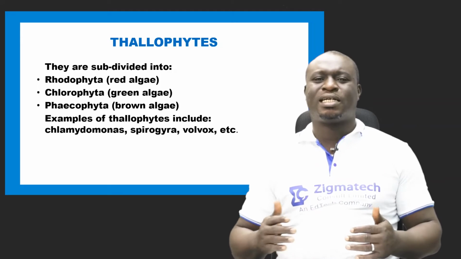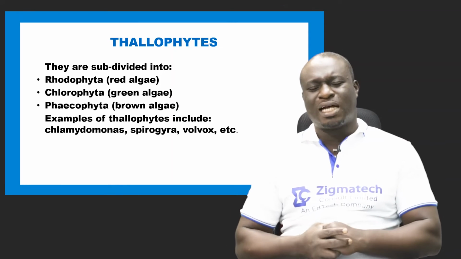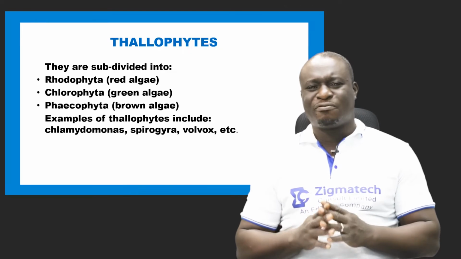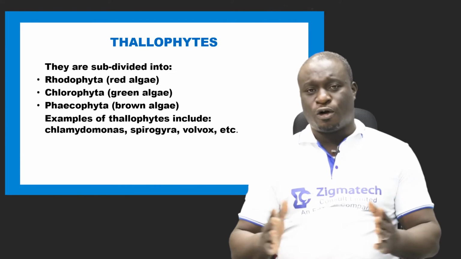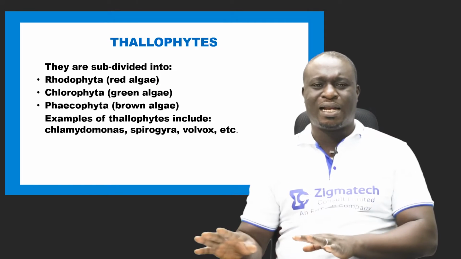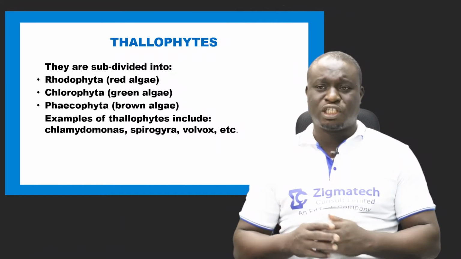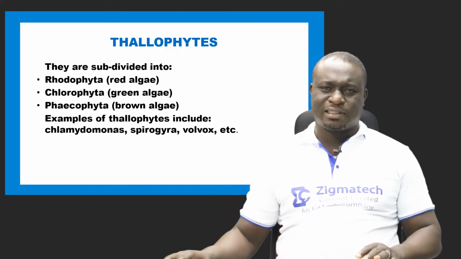Now, you can see that THALLOPHYTES are simply algae. Examples of some THALLOPHYTES include Chlamydomonas, Spirogyra, and Volvox. They all fall under this set of plants. We also have the diatoms, which are microscopic. They fall under THALLOPHYTES, okay?